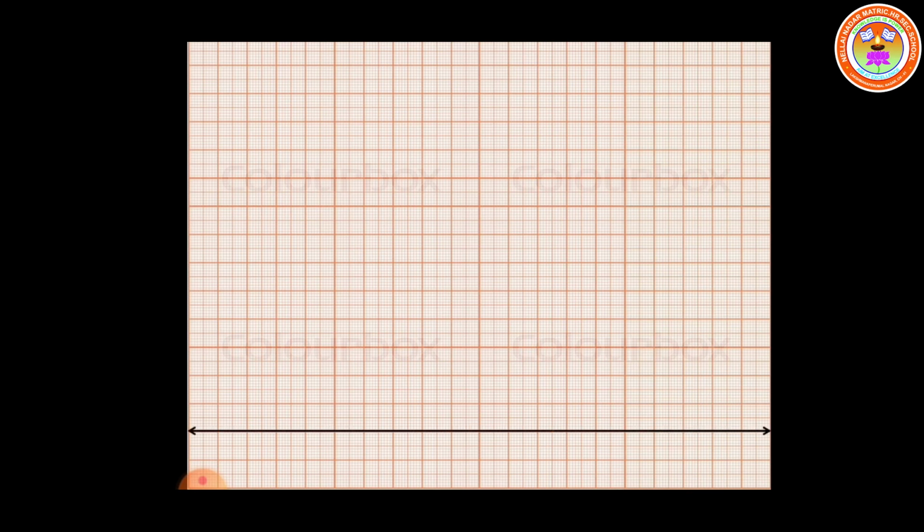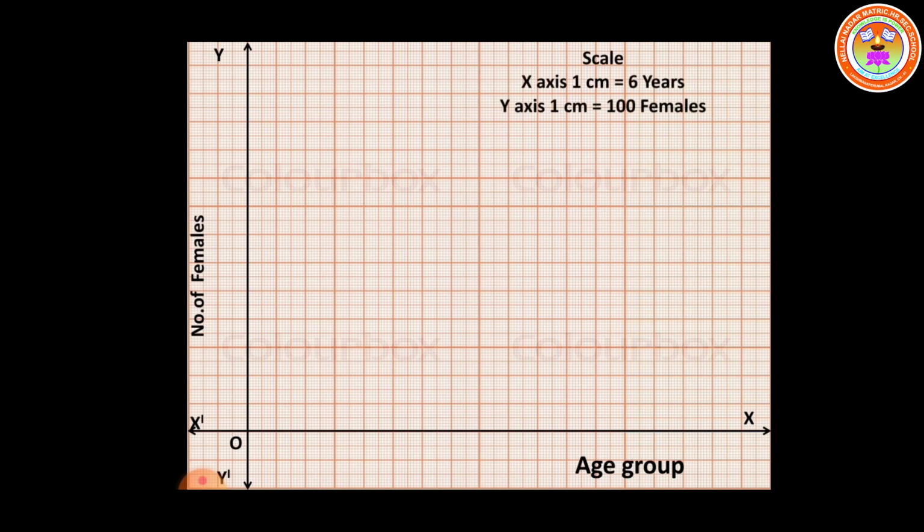First you have to draw the x-axis, give the name x, x dash, and draw the y-axis, give the name y, y dash, and their intersection is the origin O, that is 0, 0. On the x-axis we will represent age group and on the y-axis we will represent number of females. Scale: on the x-axis 1 centimeter we will take 6 years and on the y-axis 1 centimeter we will take 100 females.